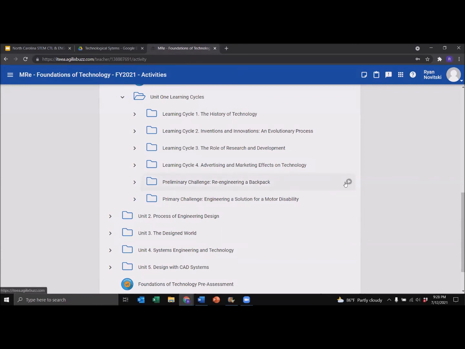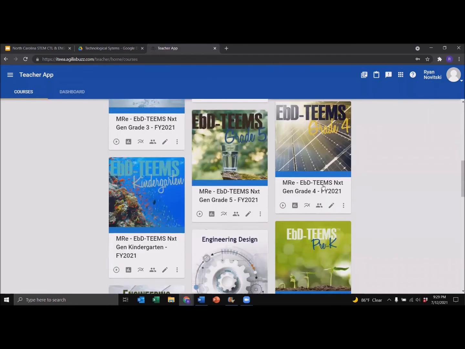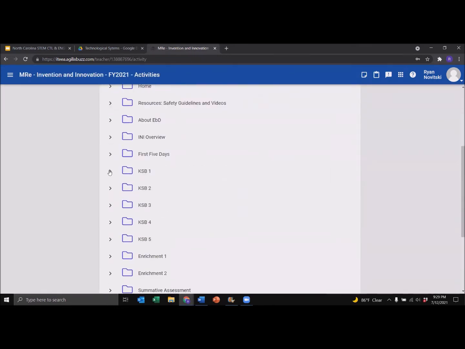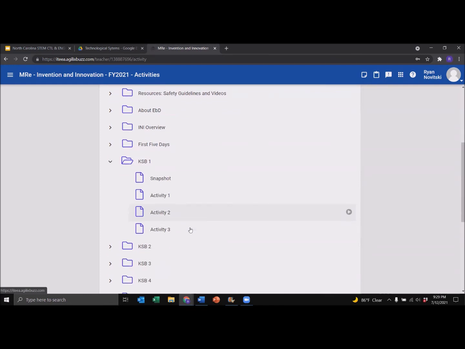And those help to gauge students' understanding via PBL and PJBL overall, or problem-based and project-based learning, via the hands-on learning. So the preliminary challenge will be done first, and the learning cycles, finalizing with the primary challenge. So if I navigate back to Inventions and Innovations overall, like for instance right here, what's going to be added into the KSBs will be individual preliminary and primary challenges built into the KSBs.